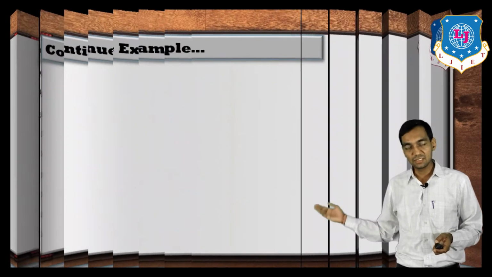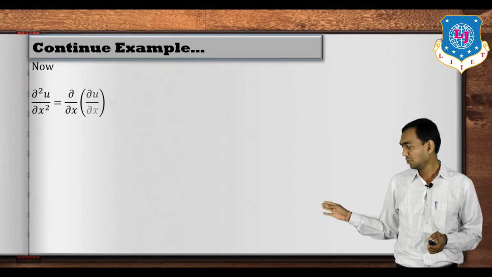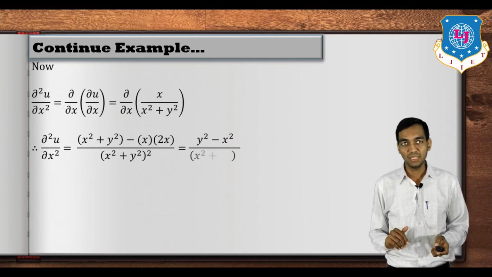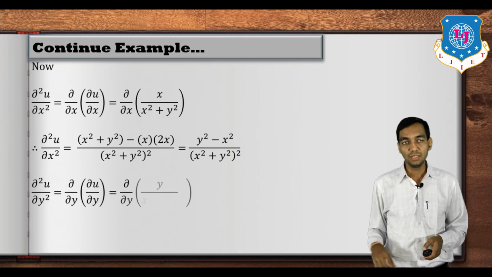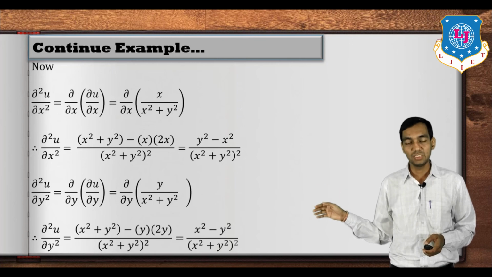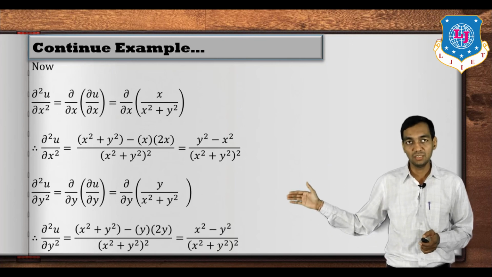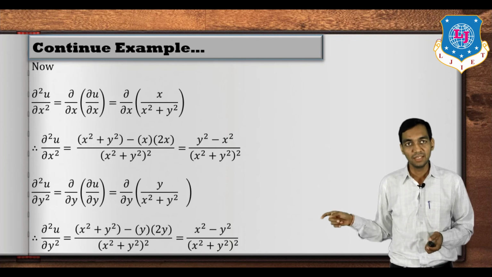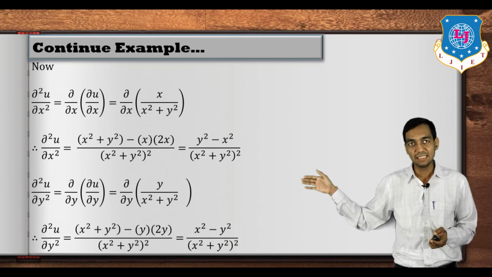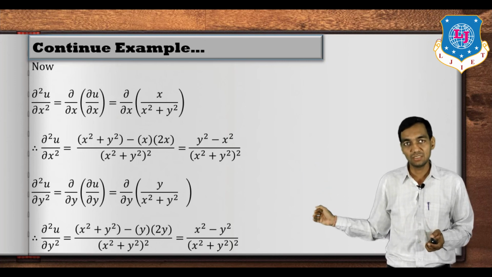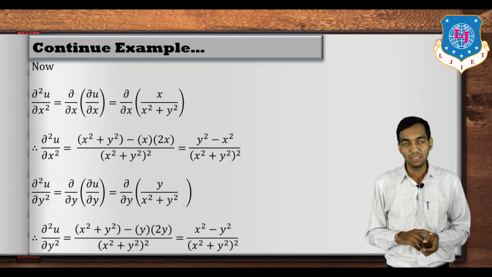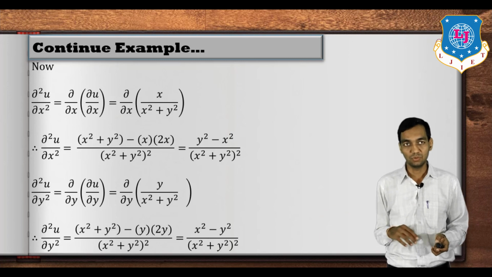Now del square u by del x square will give you del by del x of del u by del x. But del u by del x has the value x upon x square plus y square. Now if you differentiate, you have to apply the u upon v rule. So first, denominator as it is into derivative of numerator, that is x has a derivative 1 with respect to x, minus numerator as it is into derivative of denominator with respect to x. So x as it is, and the derivative of the denominator is 2x with respect to x. If you simplify, you will have y square minus x square divided by x square plus y square whole square.